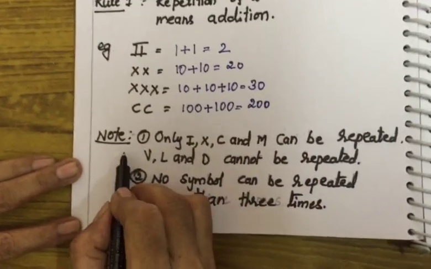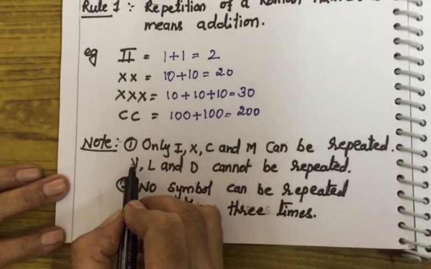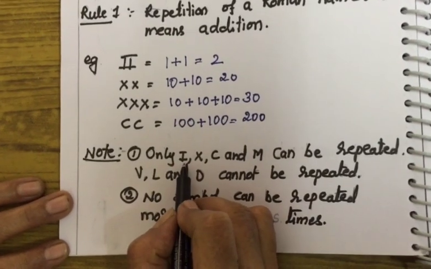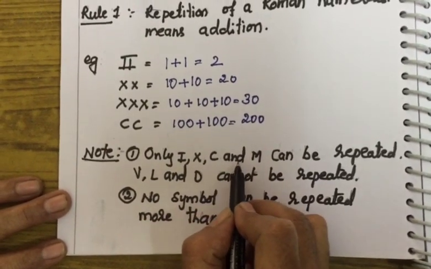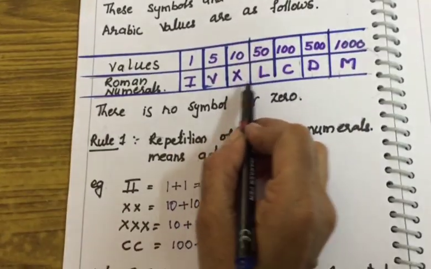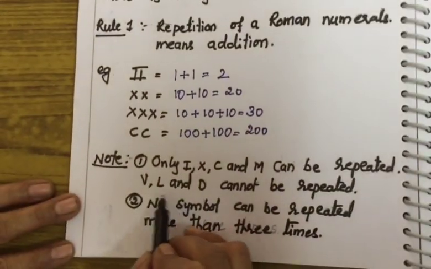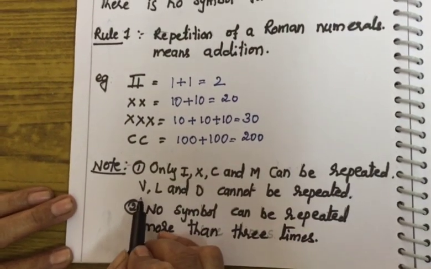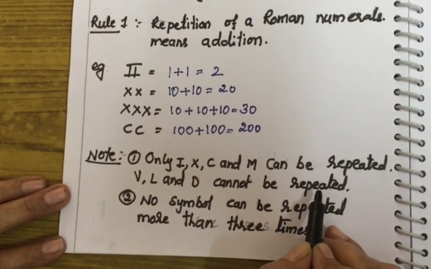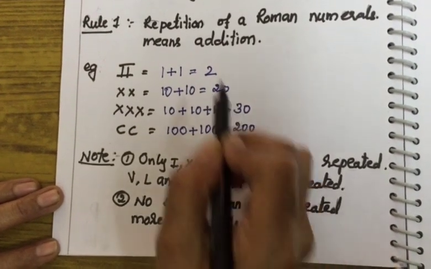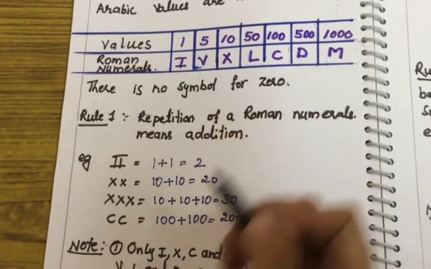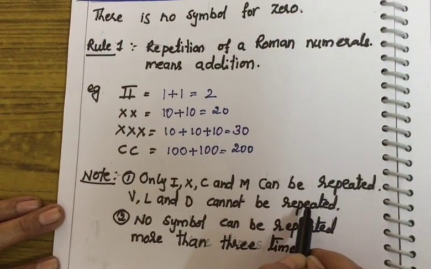Now there is a note here, children. Listen carefully. The first note is only I, X, C and M can be repeated. I, X, C, M can be repeated. V, L and D cannot be repeated. Which letters cannot be repeated, children? V, L, D. See, children, how will you find which letters cannot be repeated?